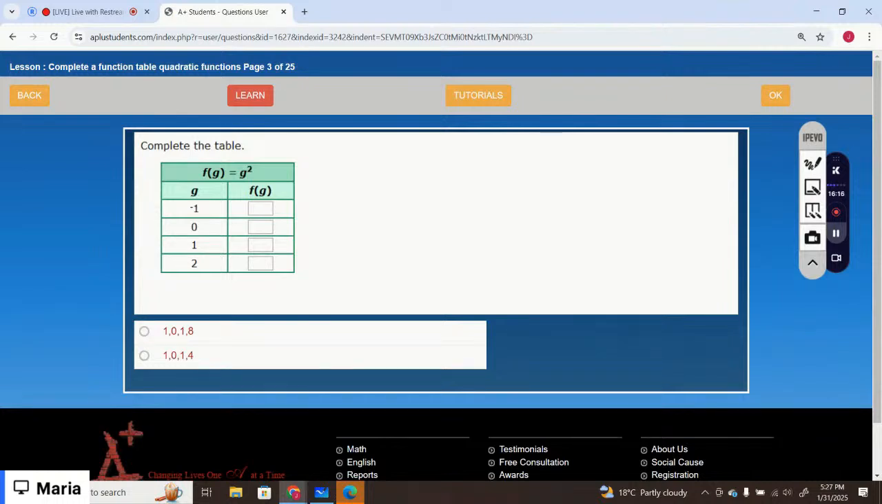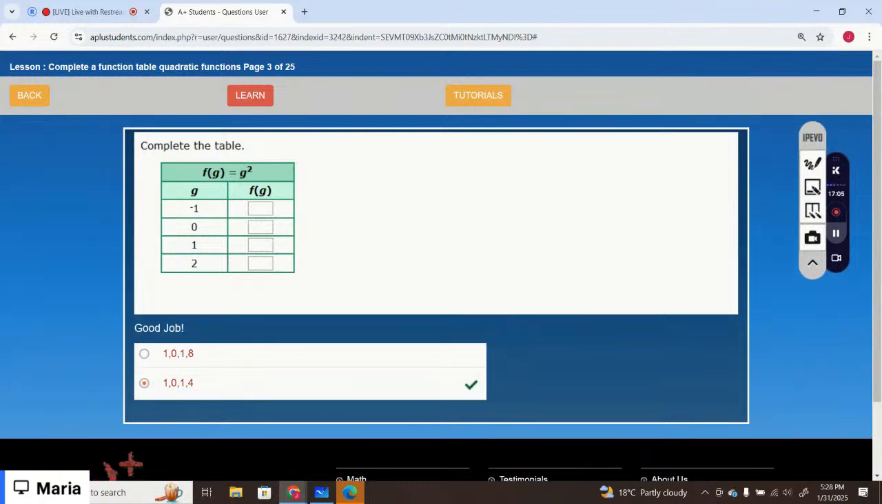Complete the table. f of q is q square. So which is the correct option? So they are 1, 0, 1, 4. Option number 2 is the correct option.